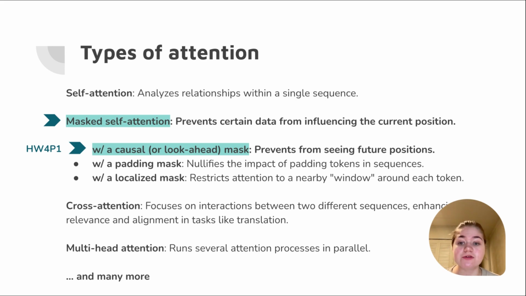Other types of attention include cross attention. As you remember, in the original transformer we have an encoder and decoder part, and we can combine them using cross attention, which will learn which parts of the input sequence are the most important to the output. And also there is multi-head attention. If we want to pay attention not just to one aspect of specific tokens, but to multiple, we will be using multi-head attention. All right, so as I said, in Homework 4 Part 1, we will be focusing on masked self-attention with a causal mask.